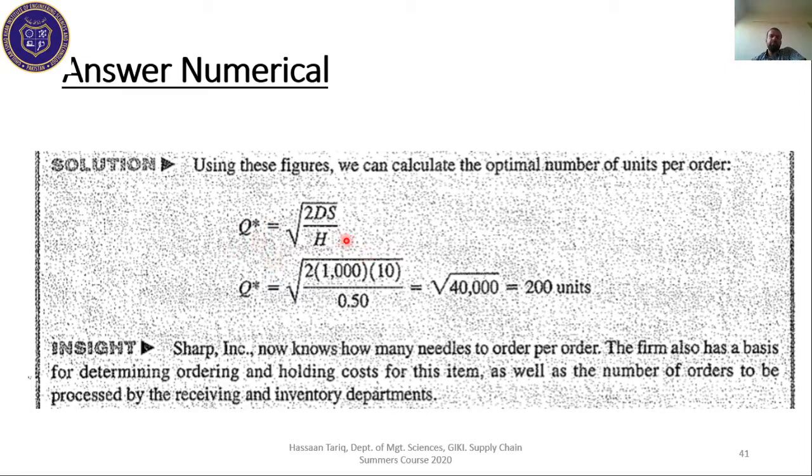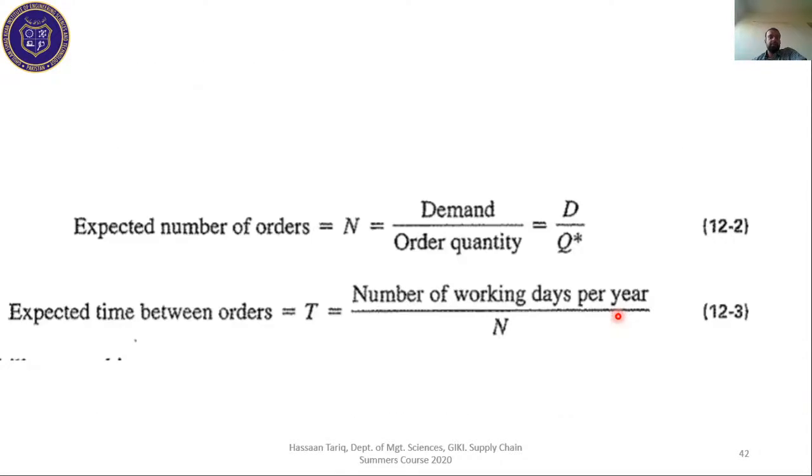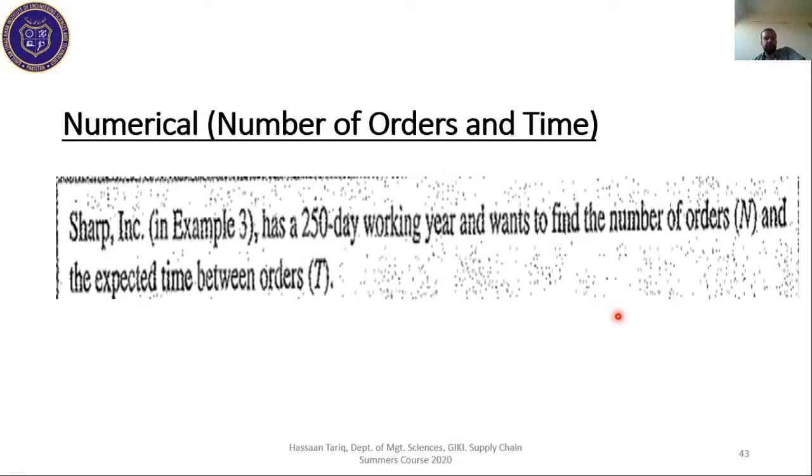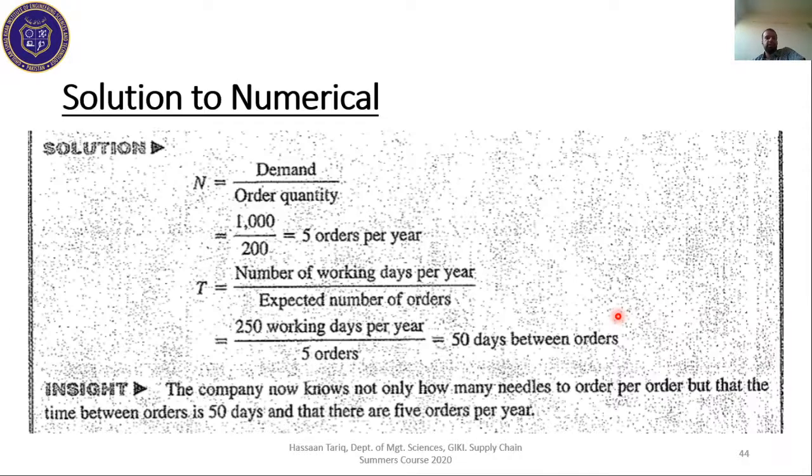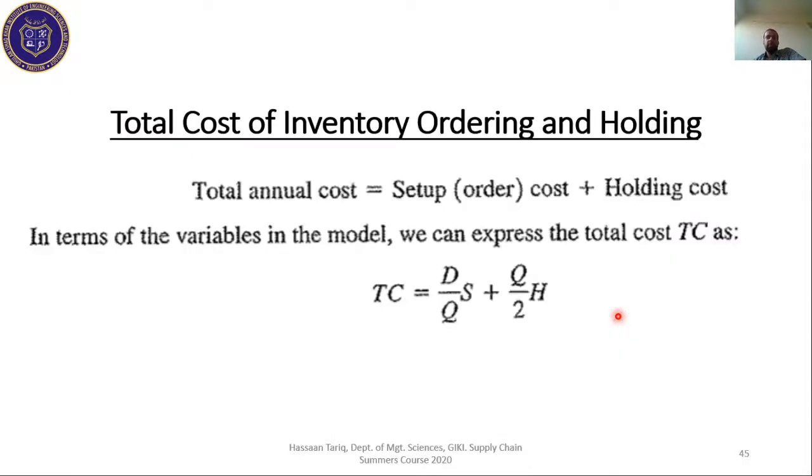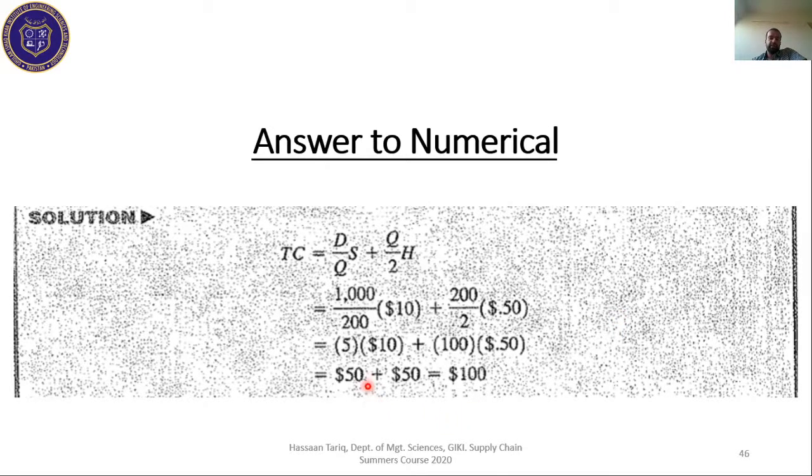Q is your EOQ, D is your demand, S is your setup cost, H is your holding cost, which has already been given. You find that at this number of units, our holding and carrying cost will be the same. You can just go through the numericals and you will have a lot of practice. There are solutions as well, so don't worry about them. You can simply see where your holding and setup cost are the same, 50/50, that is 100.